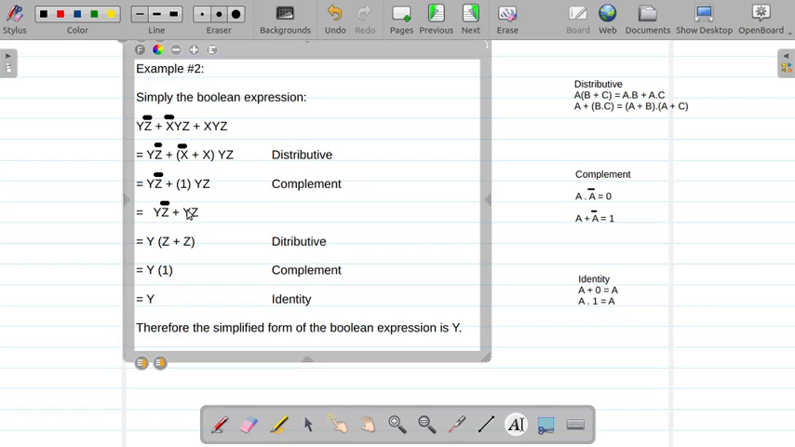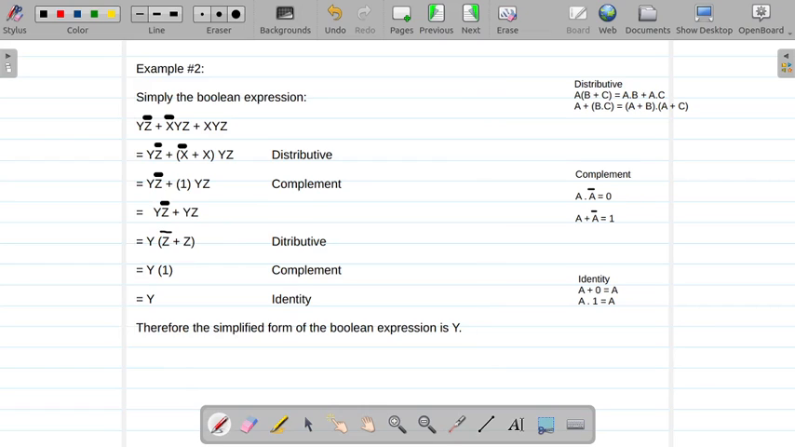After the complement law, the common thing is that any variable multiplied by 1 is just equal to the variable. So what remains is y times (complement z or z). The common factor is y, so y comes out, and complement z or z is just equal to 1.